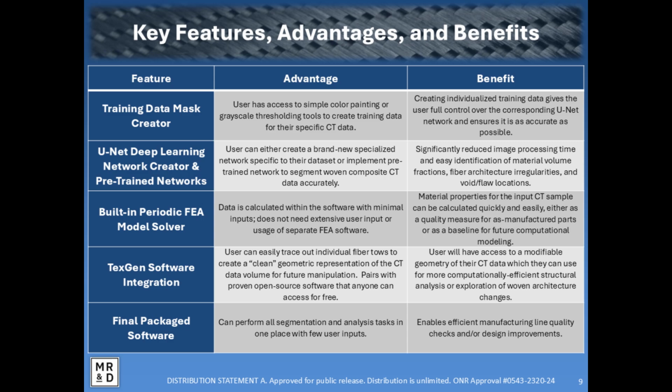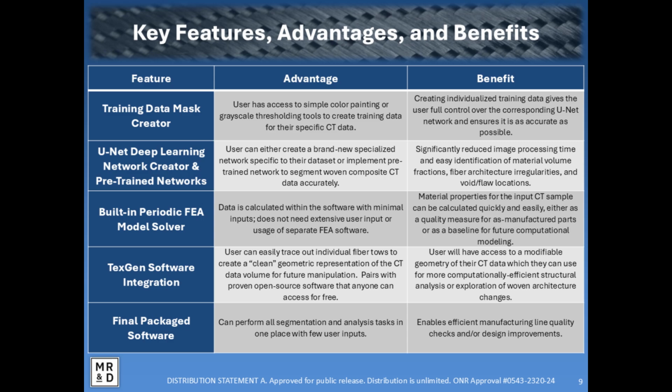The final main feature is the software's integration with TextGen. Pairing it with specialized software is advantageous for providing the user with more ways to process their CT data and manipulate the geometry if they wish to. The benefit of this is that it allows the user to easily modify their part to explore design or manufacturing process changes. This feeds into the last defining feature of our tool, which is that it serves as a one-stop shop for most CT data processing functions a user would want. Such software is implemented over top of existing free tools and can be run on a variety of different computers with minimal user training.